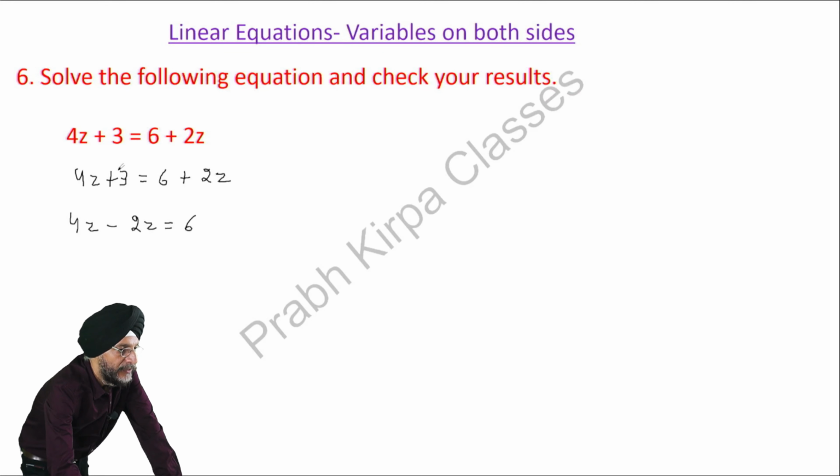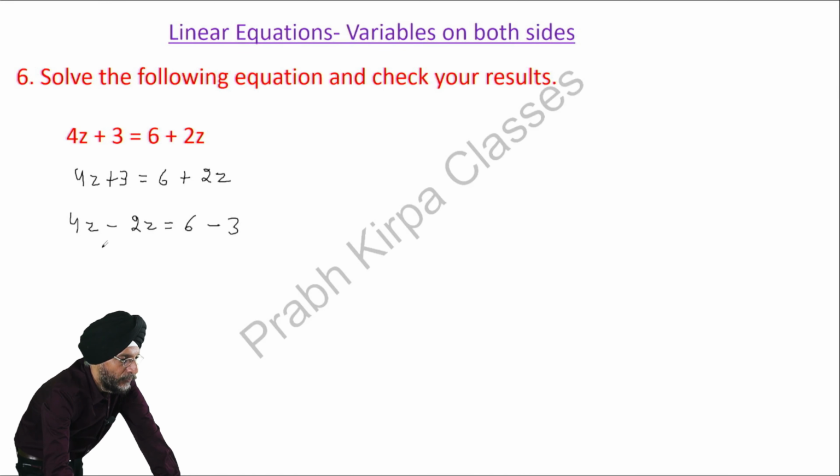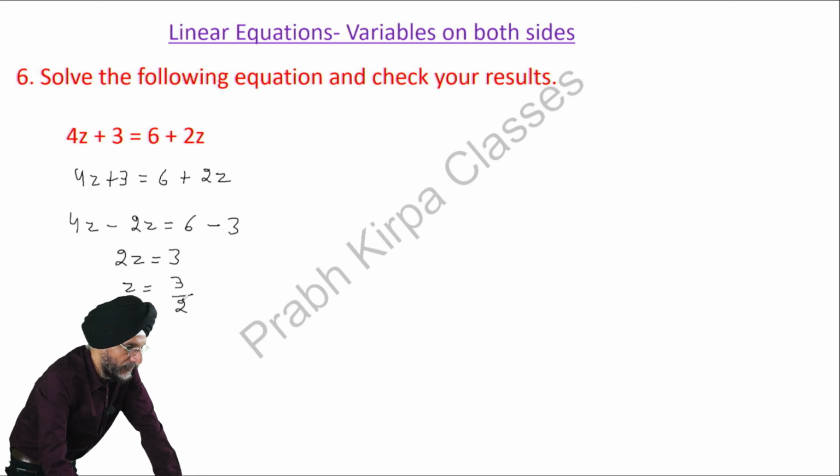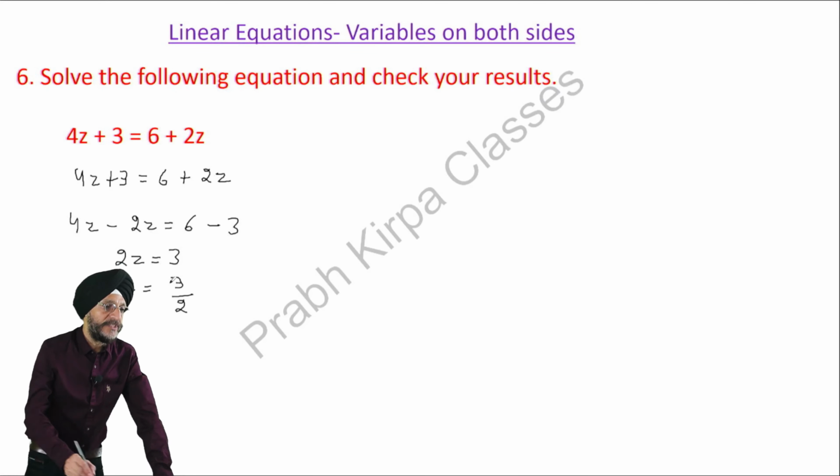Here 6, 3 will go to right hand side. This is positive, it becomes negative when it goes to the other side. So 4z minus 2z, it becomes 2z is equal to 6 minus 3, it becomes 3. So z becomes 3 over 2. So we have arrived at the value of z. Now we are to check.